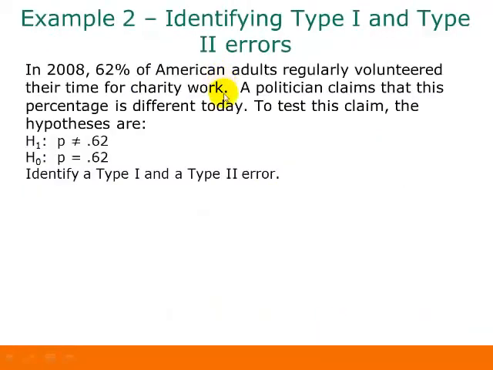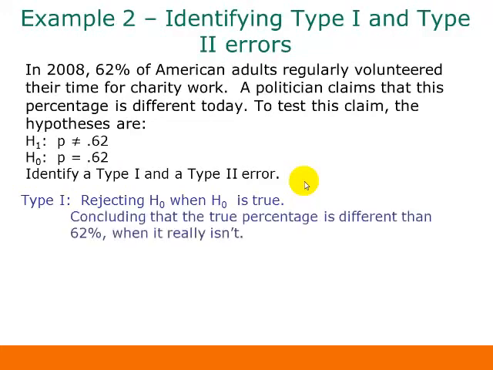Here's another example. And this is from the example about adults who volunteer for charity work. We came up with our two hypotheses. So again, type 1 error is rejecting the null hypothesis when the null hypothesis is true. This would mean concluding that the true percentage of Americans who volunteer for charity work is different than 62% when it really isn't. So again, it's like accepting the alternative hypothesis when the null hypothesis is the true one.